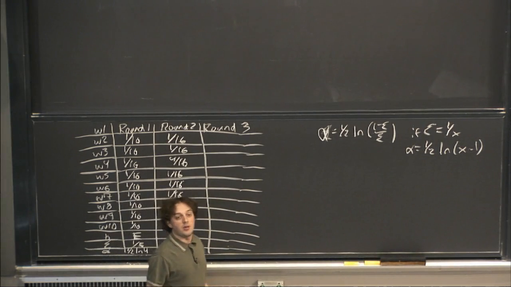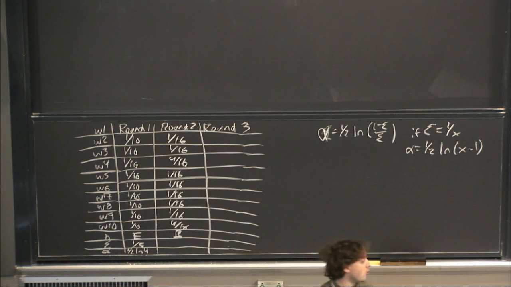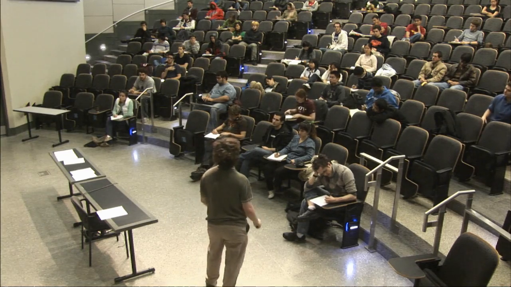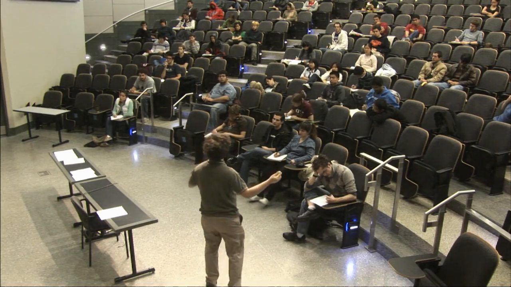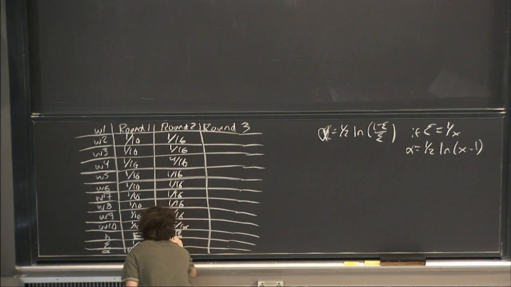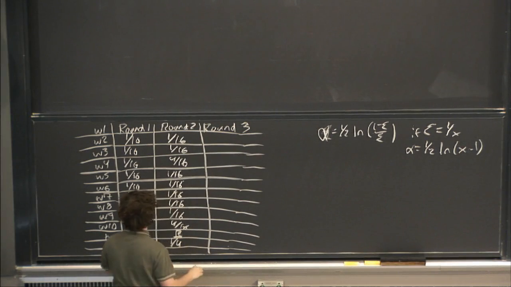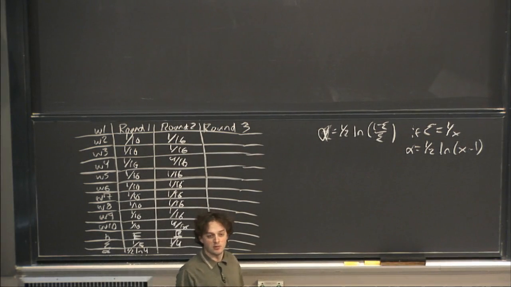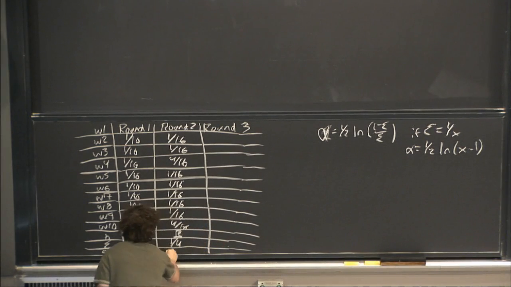What's the error that B has? It has four wrong, each of which are worth 1/16. The error is? What? 4/16 or 1/4. Whichever is your favorite. Which means that the alpha is 1/2 ln 3.